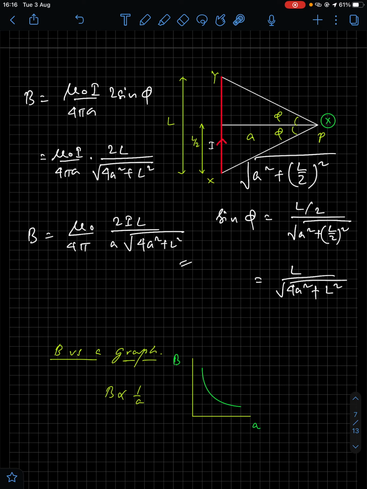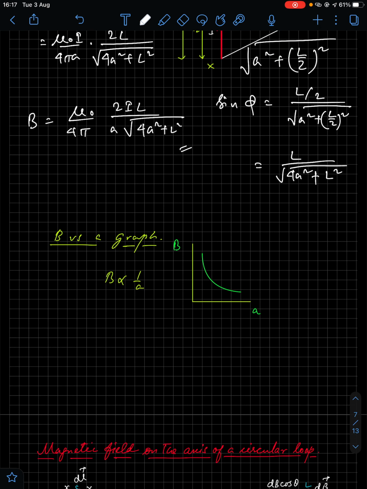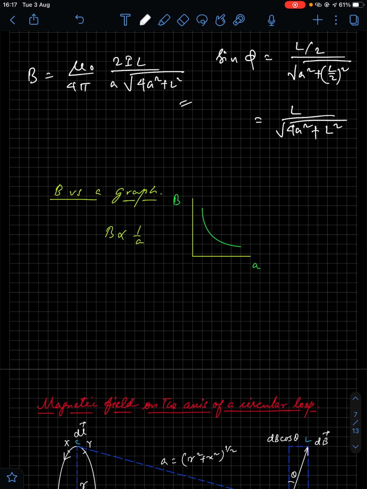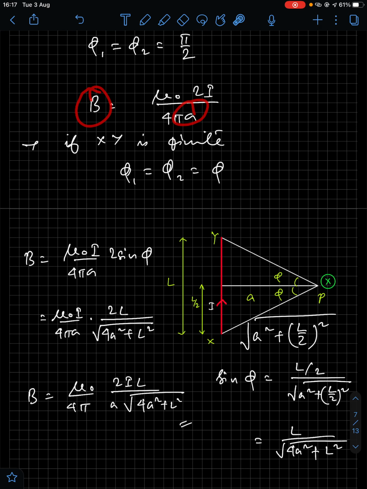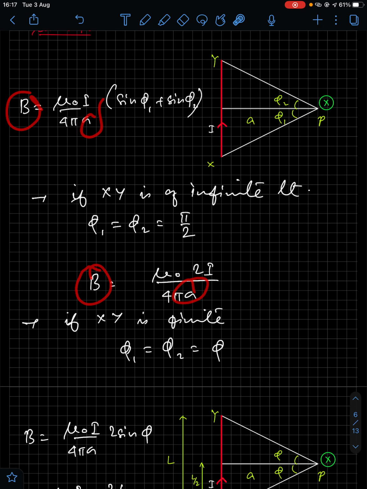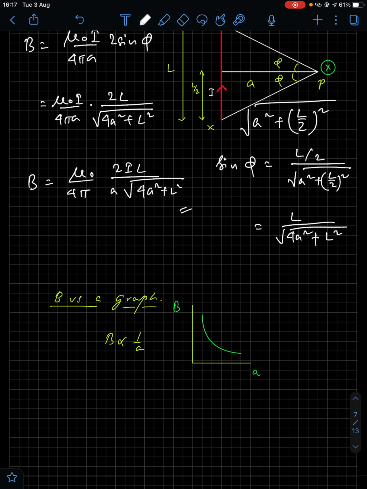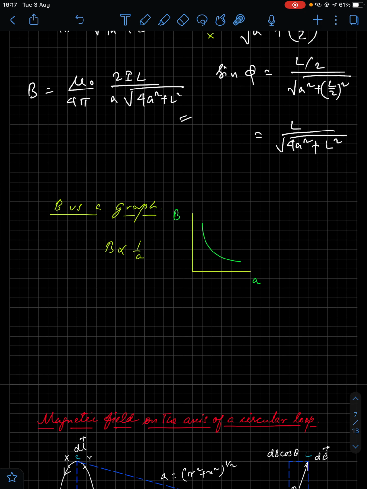Now in case of a finite wire, the magnetic field relation will be this. I hope this is clear. Now we have a magnetic field versus a graph. In all these relations we have noticed one thing, that B is inversely proportional to a. Yes, in this situation also B is inversely proportional to a. Here also B is inversely proportional to a. Therefore, with the increase in value of a, the B value will keep on falling exponentially. So this is the graph you need to remember.